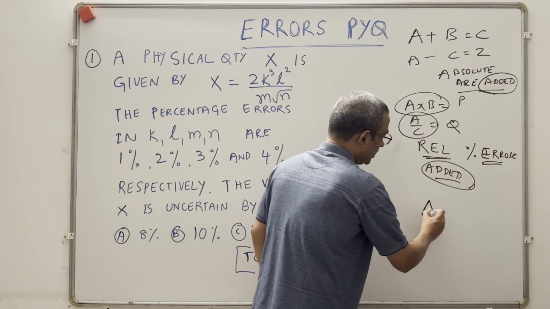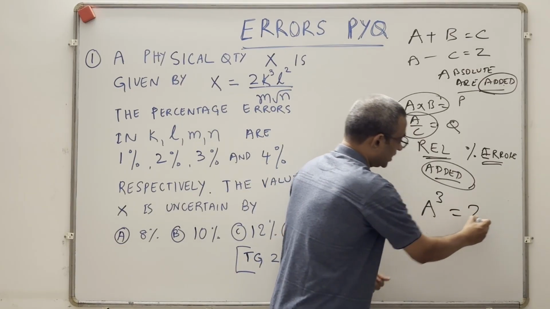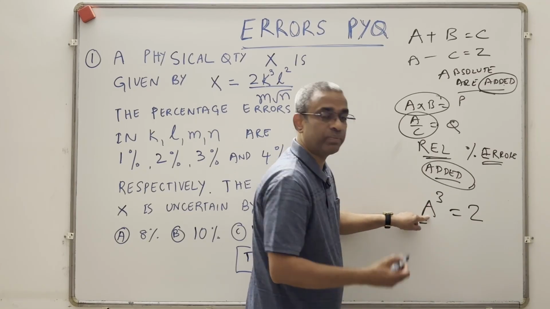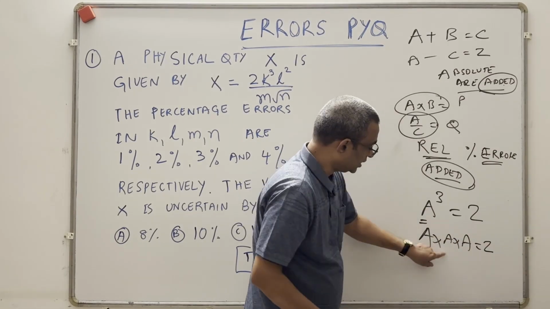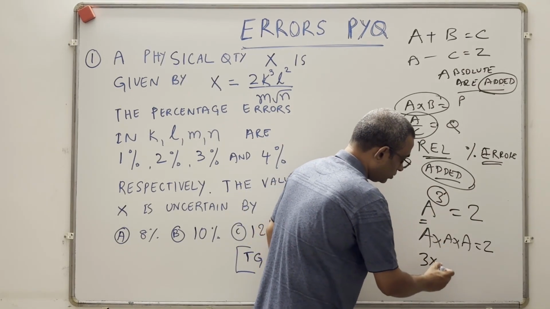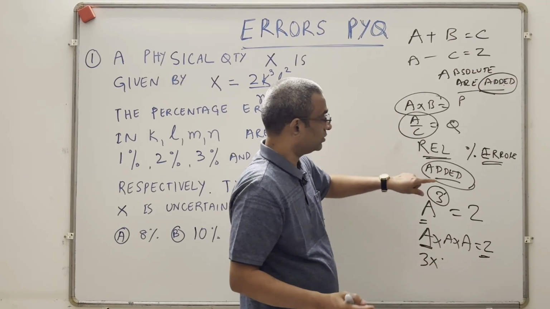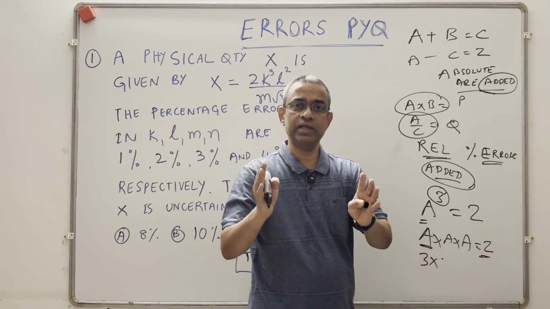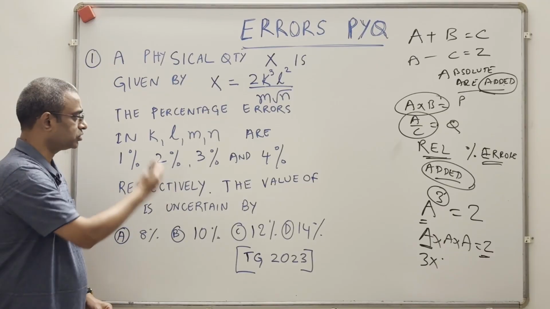What about power? Let us say a cube. Let us say this quantity is z. So a cube is z. What happens to the relative error? This power is multiplication in another form, right? So the error gets added 3 times, or the power into the error of A is the error in Z. And even division, always the errors absolute or relative get added. These are the underlying principles. Now using this, pause the video and try to solve it on your own.